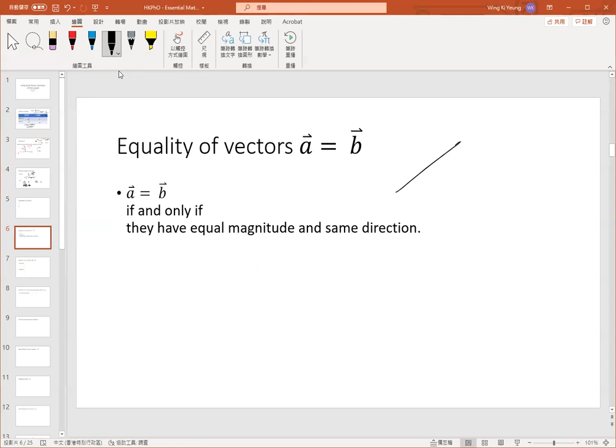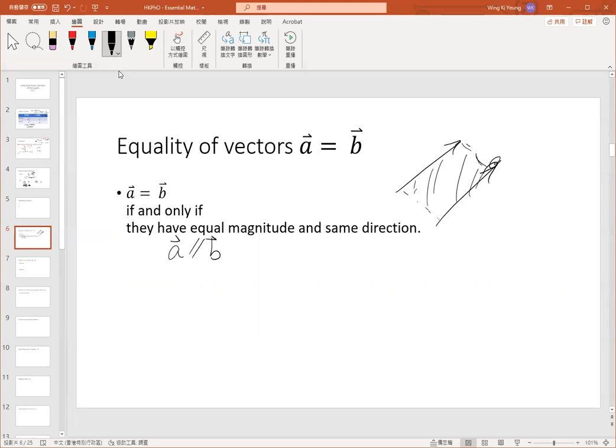So that means same direction, that means they are parallel to each other. So when we are talking about A equal to B, it also implies that vector A is parallel to vector B, and they have the same magnitude. That means they have the same length. And then it can form a parallelogram here. Parallelogram has parallel lines with equal size, so that it can form a parallelogram.